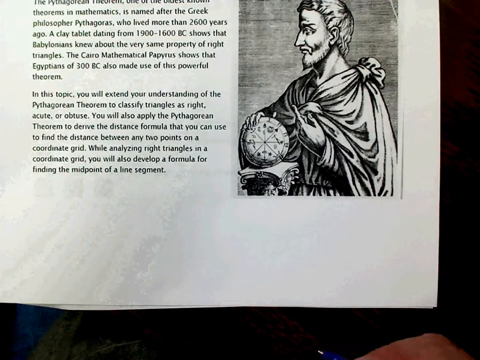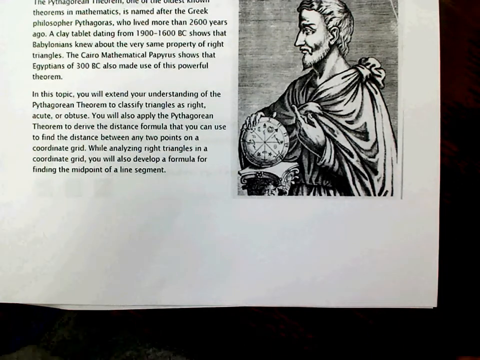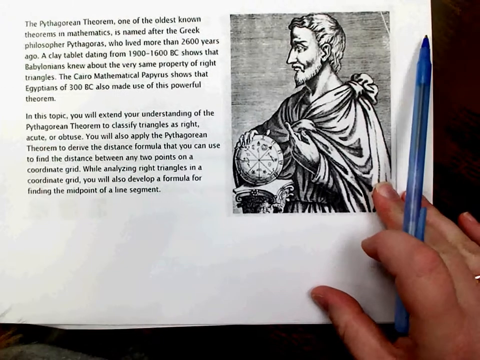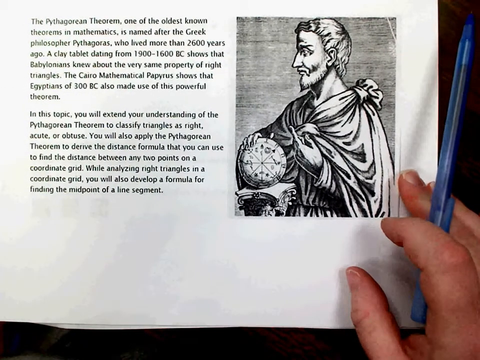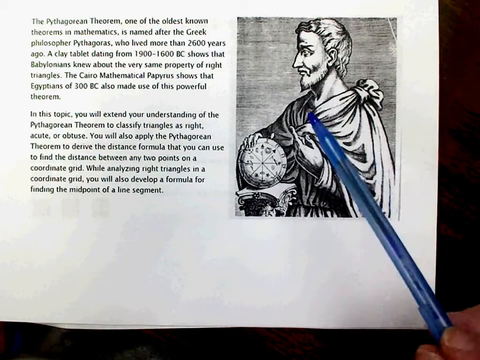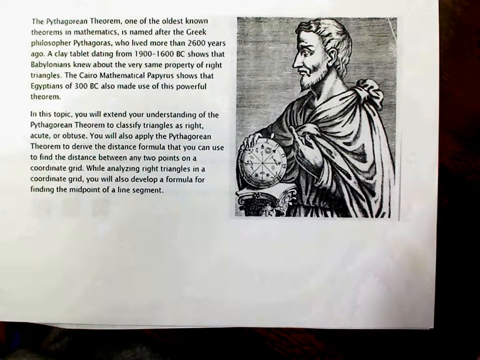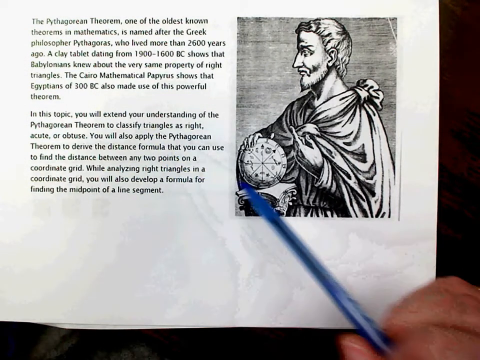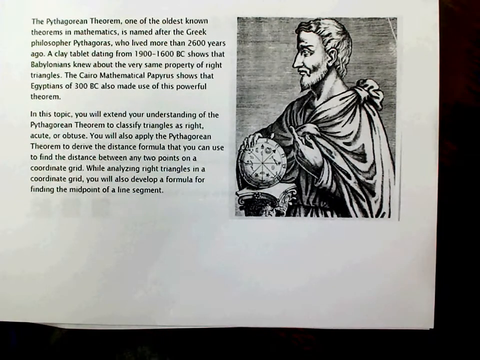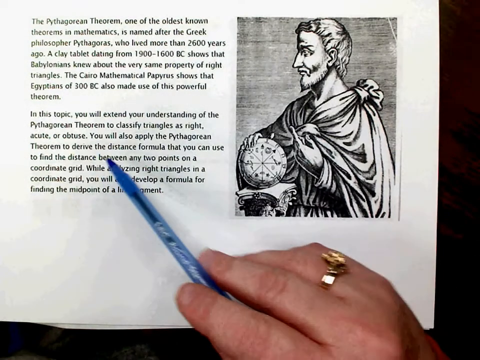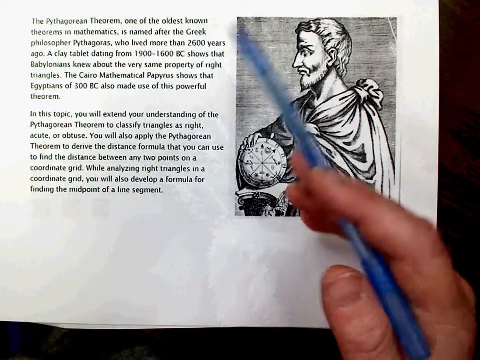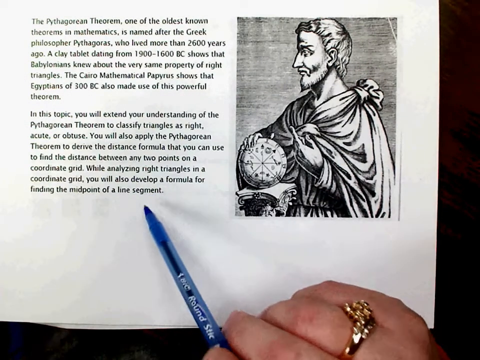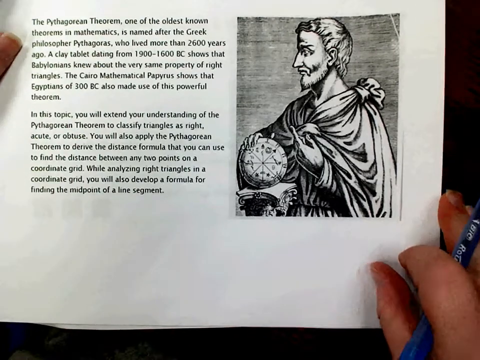So the Pythagorean Theorem is one of the oldest theorems that we have in math, and it's named after a Greek philosopher named Pythagoras. He lived many, many years ago, of course. We're going to, in this topic, look at the Pythagorean Theorem a lot of different ways. The Pythagorean Theorem can classify triangles as being right, obtuse, or acute. We can also apply it to derive the distance formula, which we have learned and talked about. We can use it to derive the midpoint formula. There's just lots of things that we can apply the Pythagorean Theorem to.